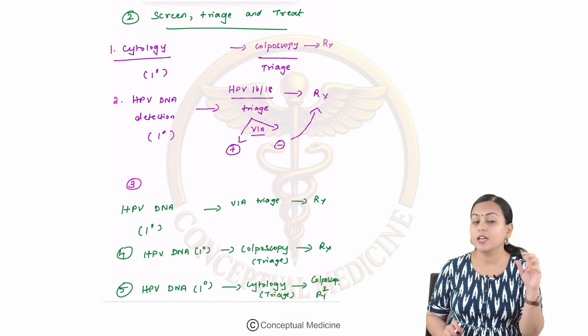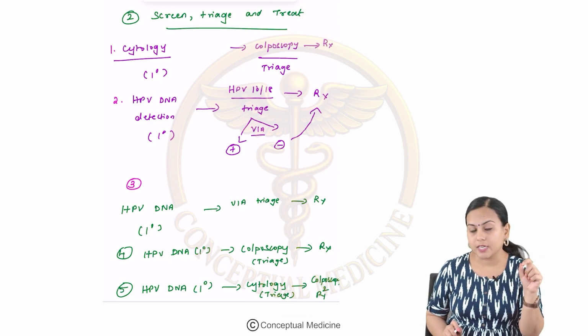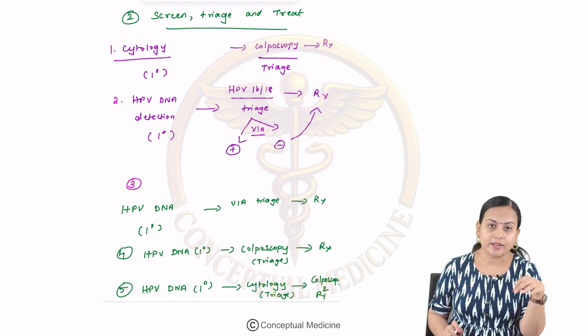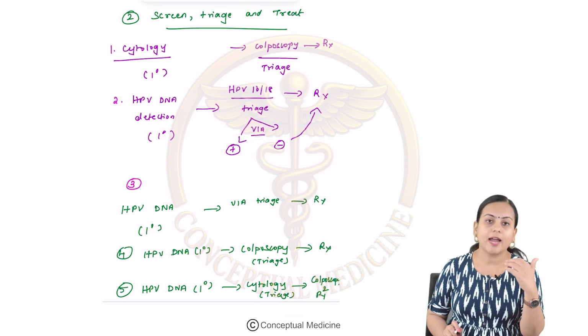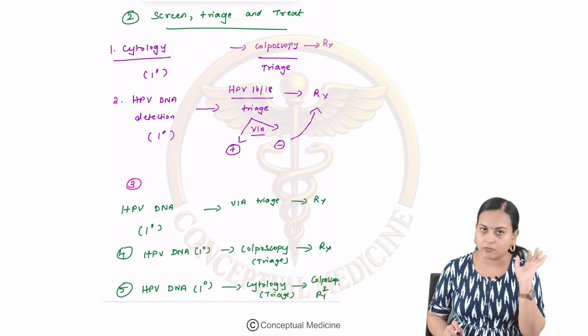that you can treat. Or if they become positive for HPV DNA, again you can give a VIA triage, then after that you can check whether they are VIA positive or VIA negative, and only if they become VIA positive you are going to treat them.